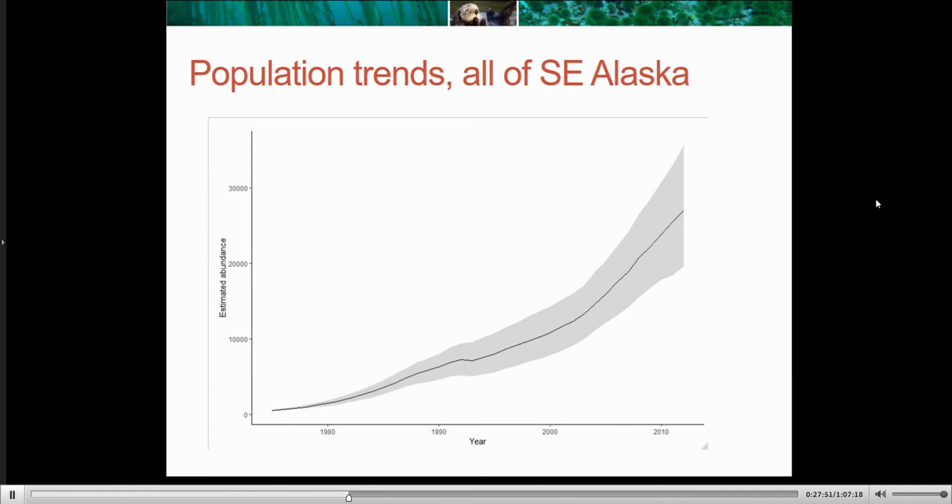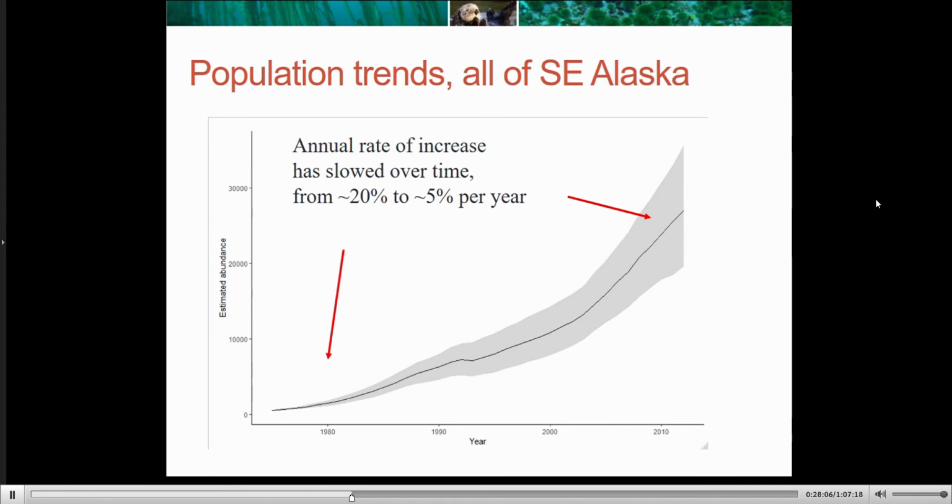And as you can see, it's a pretty impressive pattern of recovery from just about 400 animals in the early 1970s up to over 25,000 animals as of 2012, when the last comprehensive set of surveys were done. However, when you actually look at that rate of increase over time, you realize that in fact it has slowed. It began at about 20% a year. It has now slowed to about 5% a year in recent years. You only realize this when you actually look at the data. People continue to describe this as an exponential pattern of increase, but it's actually a decelerating exponential rate of increase.